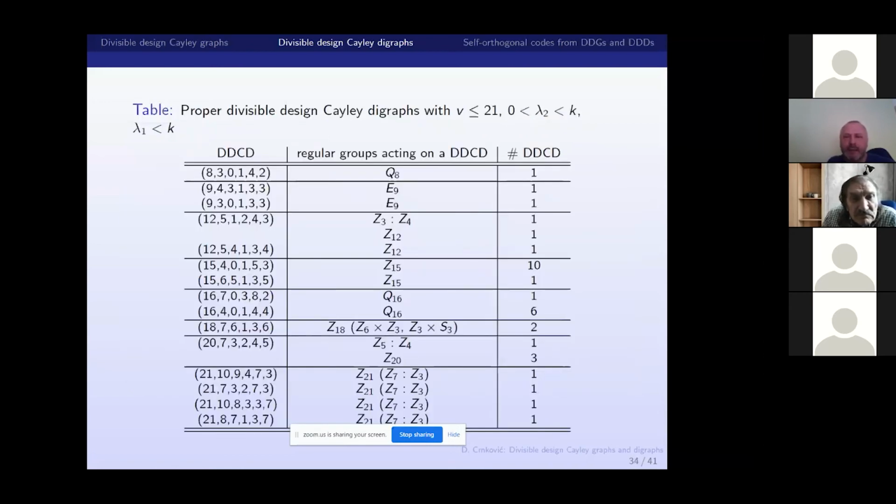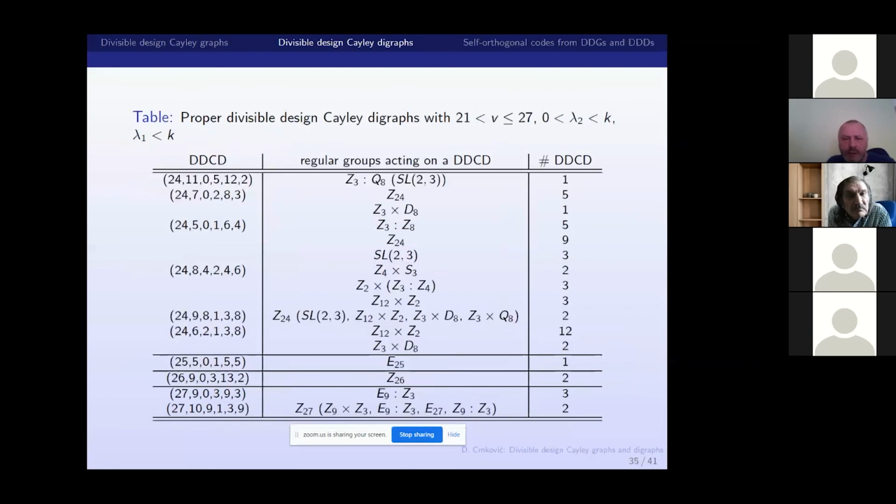And this is a list of proper divisible design Cayley digraphs. So we have a list for up to 27, but this is just divided into two tables. So this is a table up to 21. So we have all these feasible parameters and regular groups acting on such structures, and the number of Cayley DDDs with these parameters up to isomorphism, of course. Yeah, and these are groups. So this is a list up to 27.